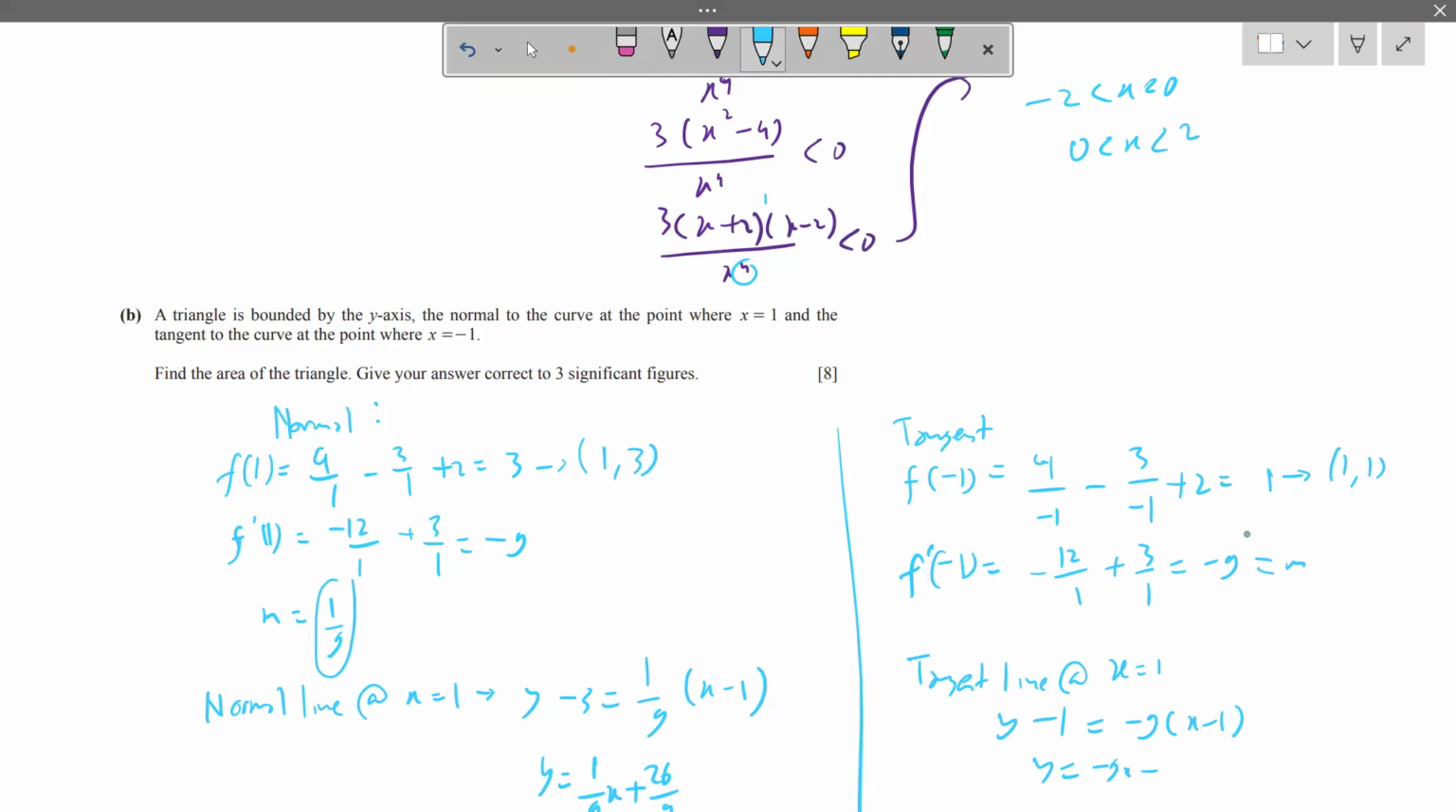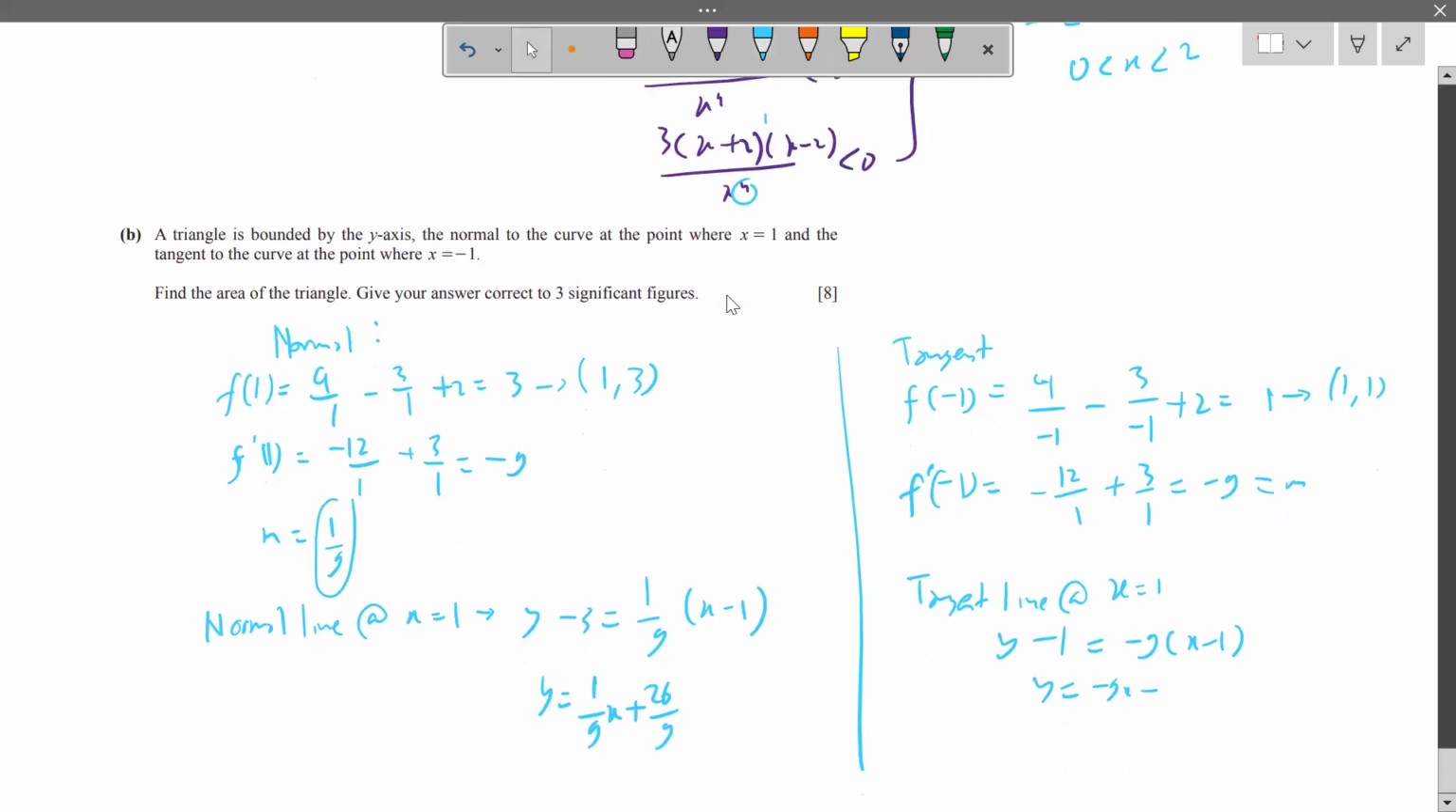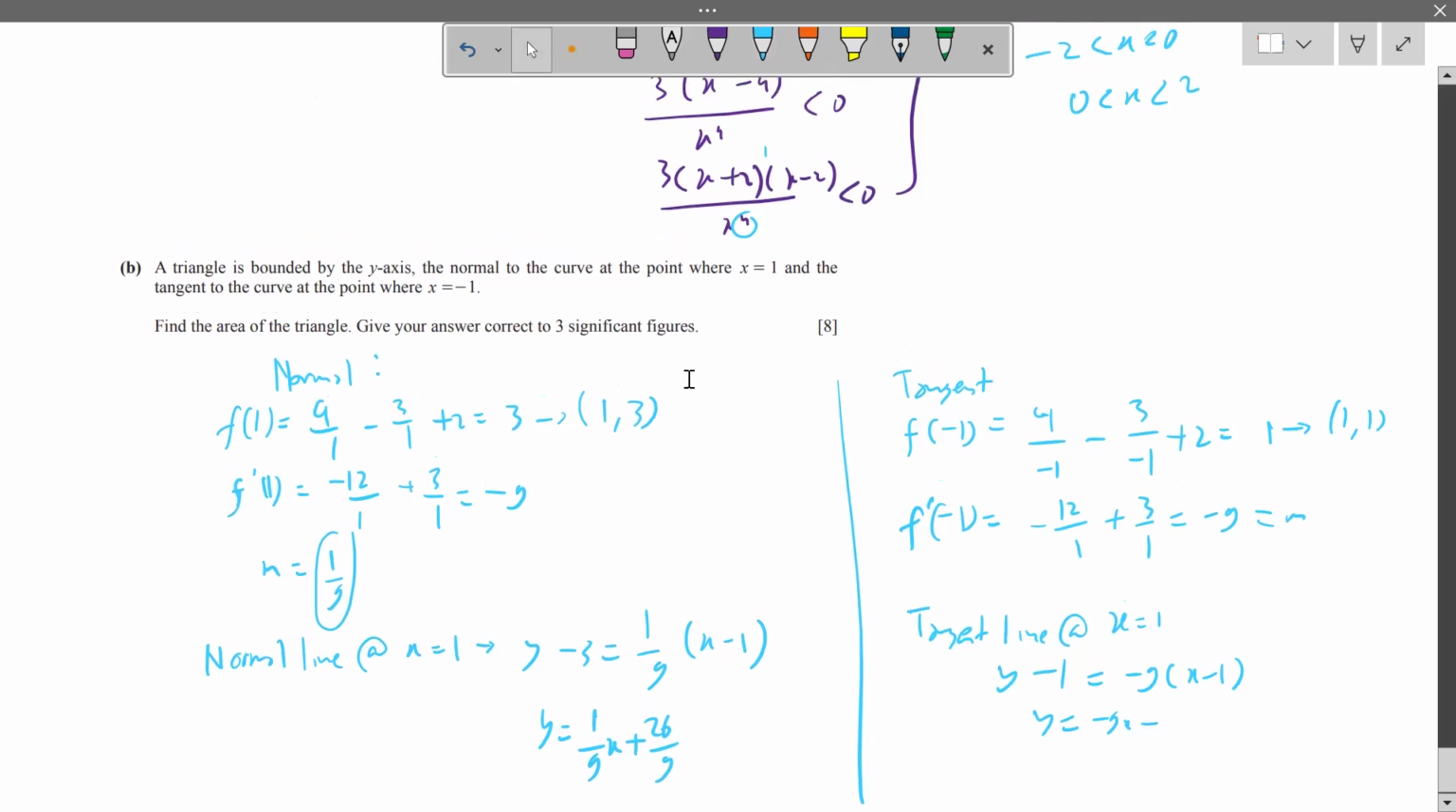Oh wait, sorry. This is supposed to be... right. Oh, wait. But this is negative 1. So that's why it's going to be negative 9 plus 1, so y equals negative 9x minus 8.